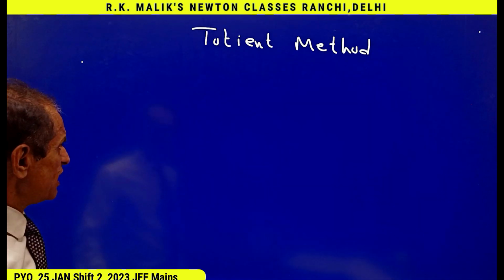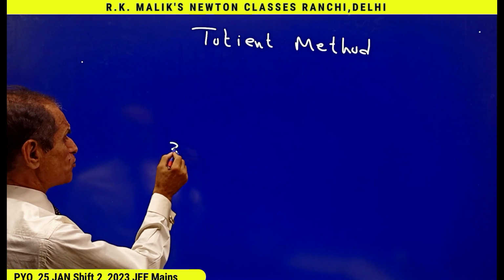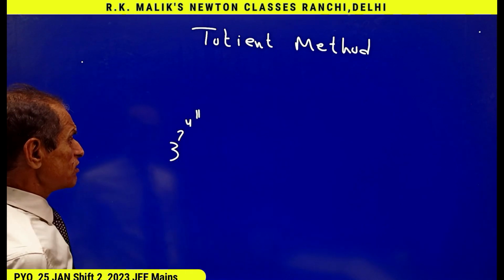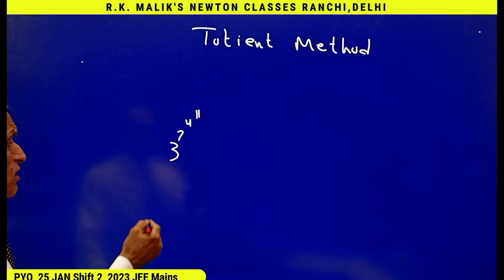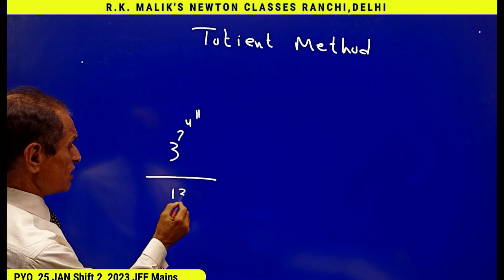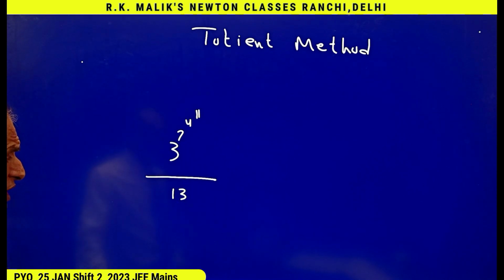Actually, a question of the type 3 to the power 7 to the power 4 to the power 11, if I say when this is divided by 13, what is the remainder? Even this type of question can be done with the help of the quotient method. For the complete theory of the quotient method, please see my video lecture of binomial theorem made for JEE level.